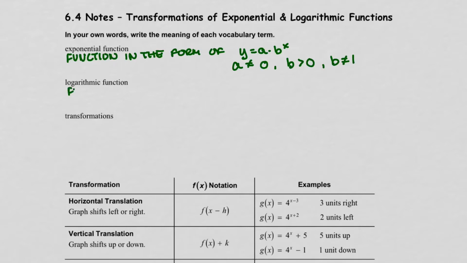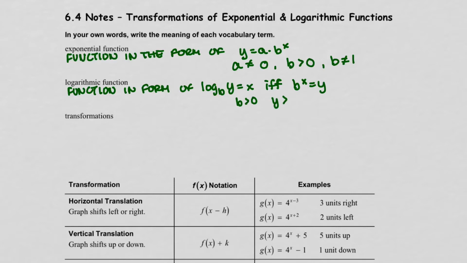And a logarithmic function, again, we're just talking about a type of function. So it is a function in the form of log base b of y equals x, but that's if and only if b to the x equals y. And again, that is something that we discussed in 6.1 or 6.2. You can easily look it up if you need to prompt your memory as to why that's the case. So b is positive, y is positive, and b, again, cannot be equal to 1.